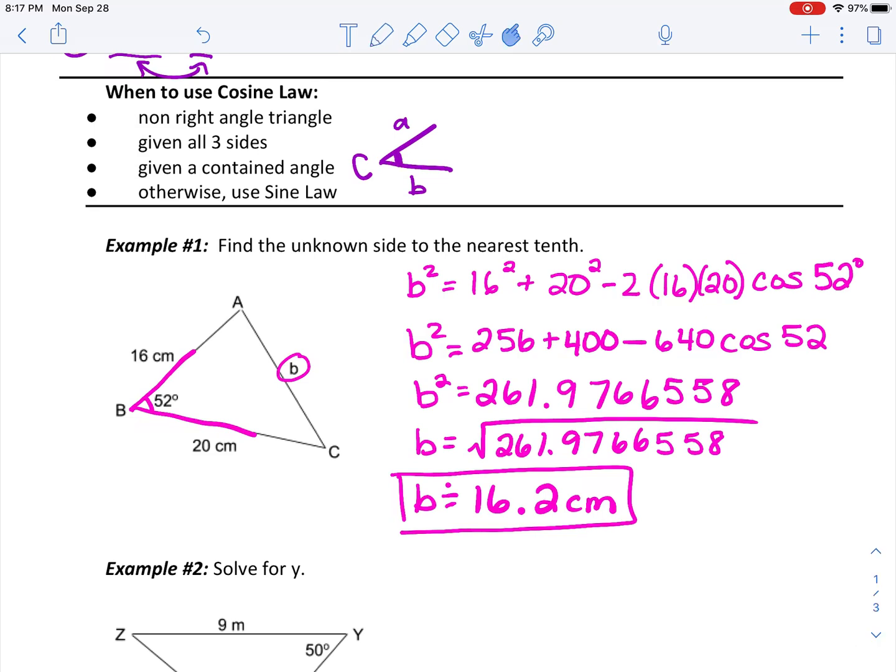Again, try it in your calculator. You get to use your notes, so you should have this equation written down when you do your summative. You need to know how to plug in the numbers, and then make sure you know how to put it into the calculator.